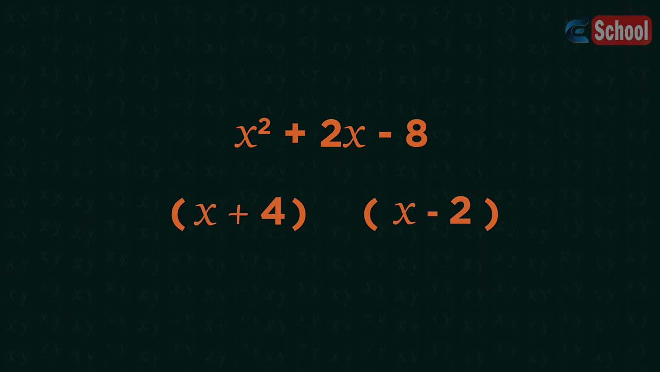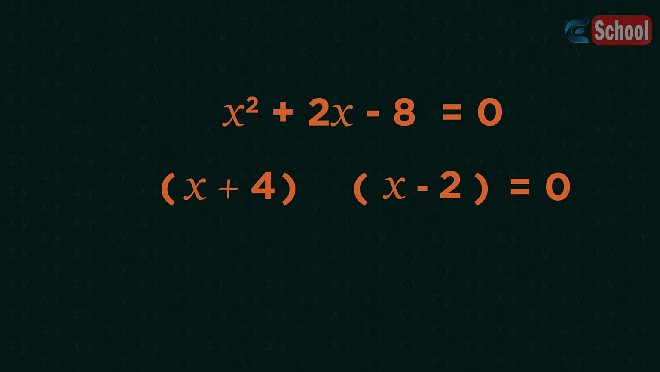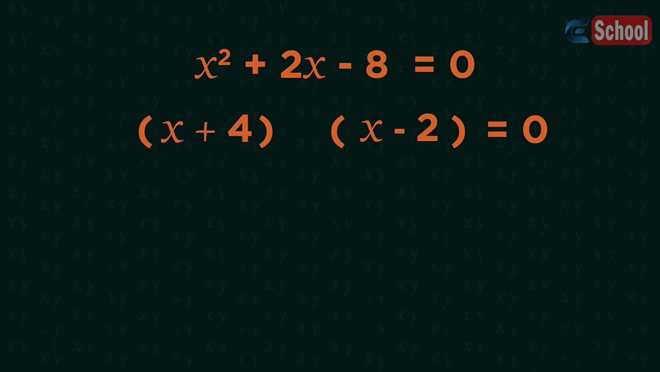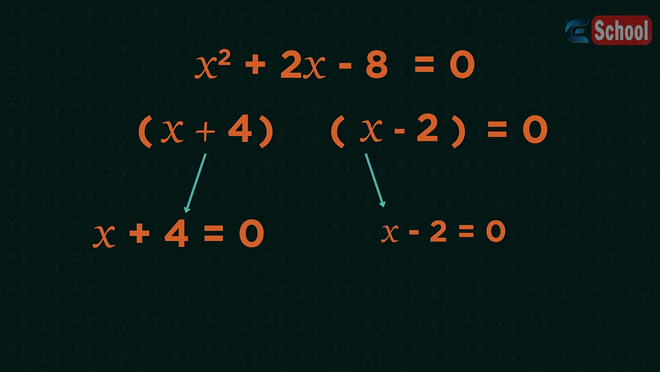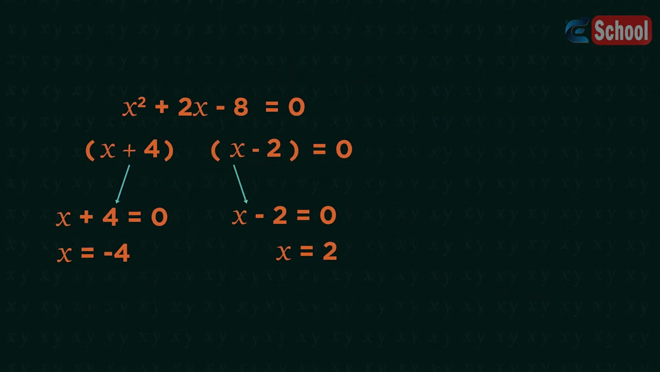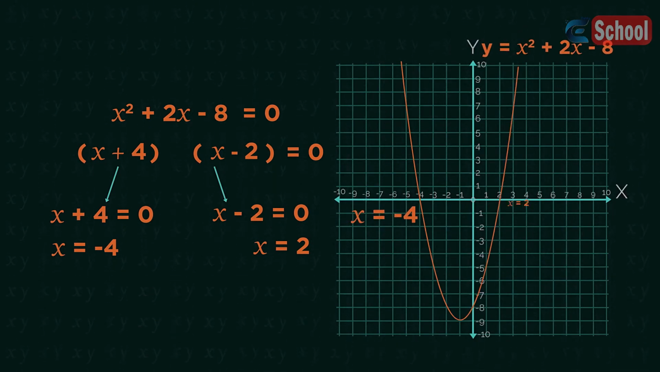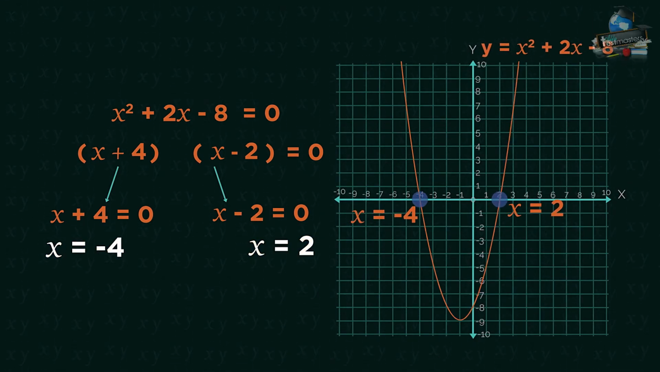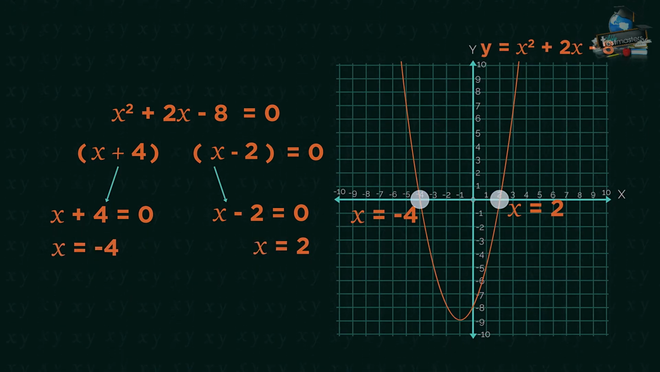To solve this factorised quadratic, we need it all to equal 0. Now we can solve. Make each bracket equal to 0 and solve. That's all there is to it. X is -4 and x is 2. If we plotted this quadratic, these roots are where the curve crosses the x-axis, at -4 and at 2.